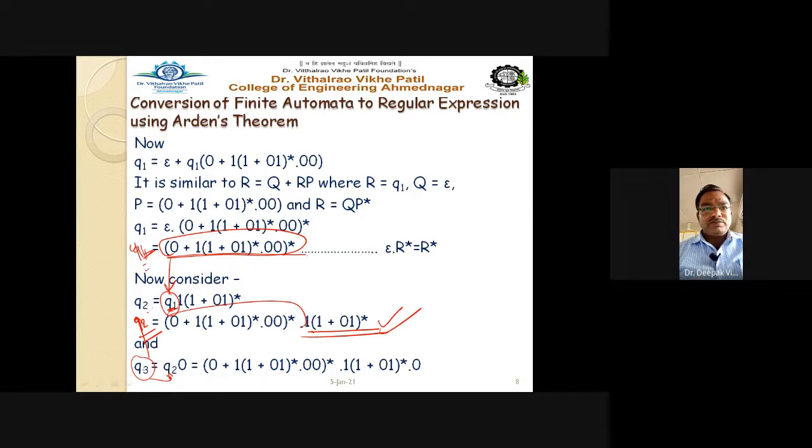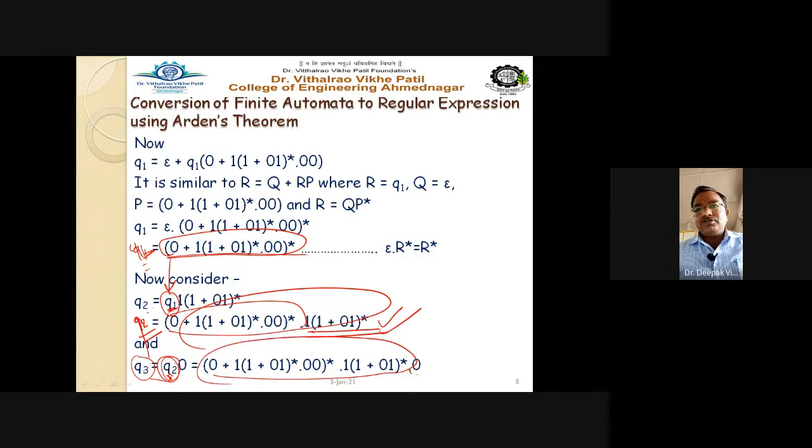Q3 equation, because when you write Q3, it is equal to Q2 dot 0. So ultimately you must find out the value for Q2. And what is the value of Q2? This is the entire equation for Q2. So write the entire equation for Q2 here, dot 0. This equation becomes your Q3 equation, right?